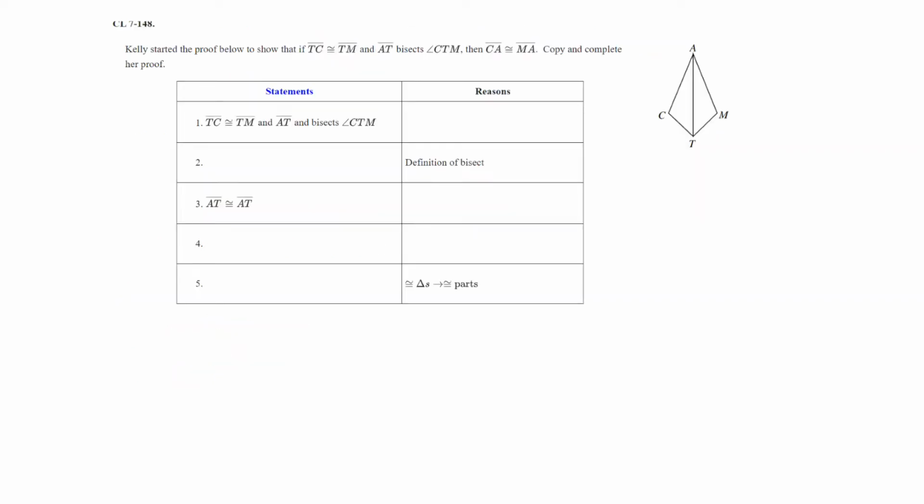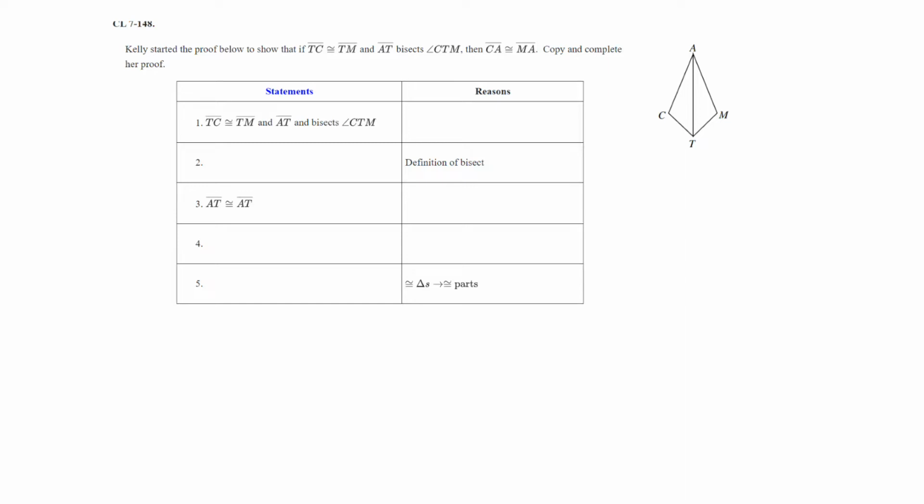Question 148. Kelly started the proof below to show that line segment TC is congruent to line segment TM, and AT, line segment, bisects angle CTM. Then line segment CA is congruent to line segment MA. Copy and complete the proof. So part of it's already filled in, as you can see, and we just got to go through and fill in the rest of the parts.